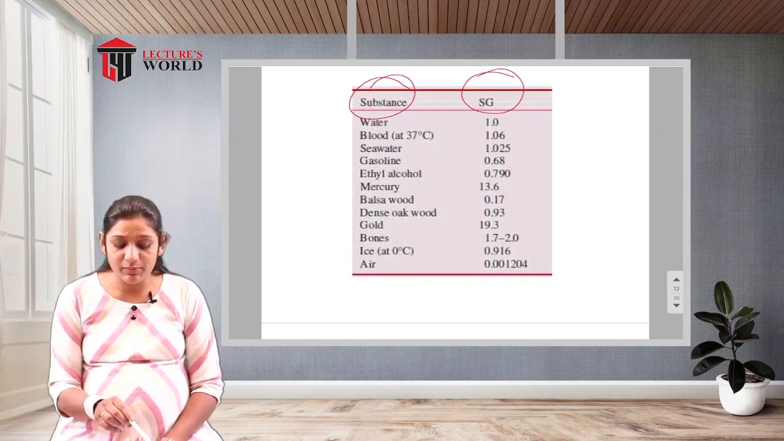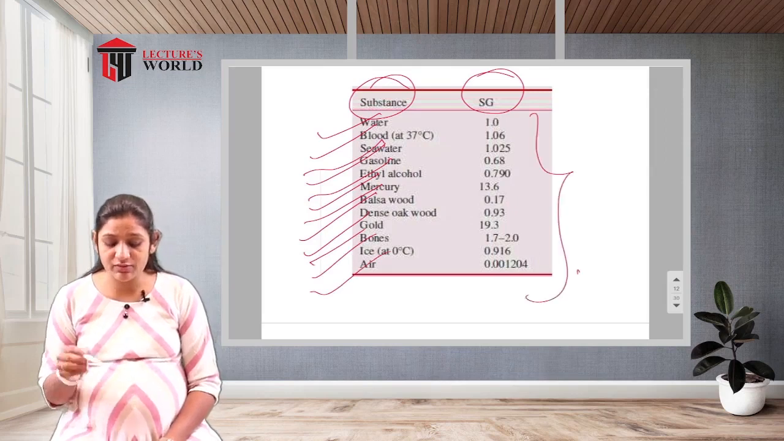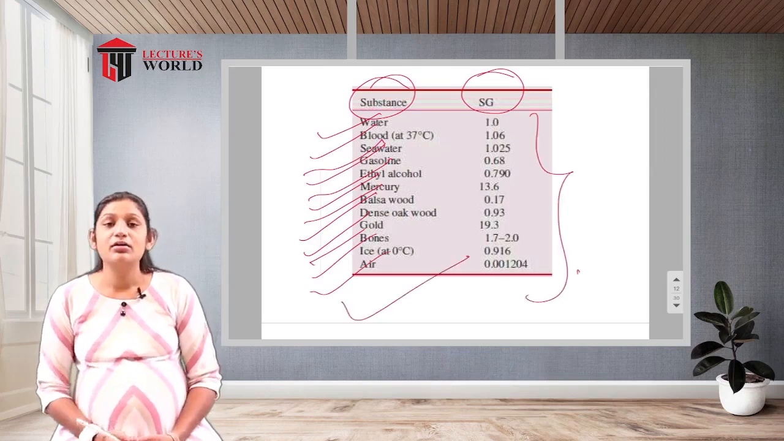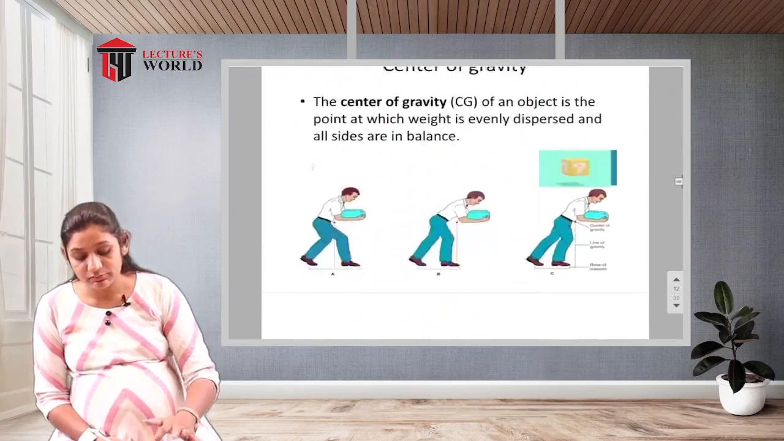Observe here: blood, water, seawater, gasoline, ethyl alcohol, mercury, balsa wood, dense oak wood, gold, bones, ice and air. These all have different specific gravities.